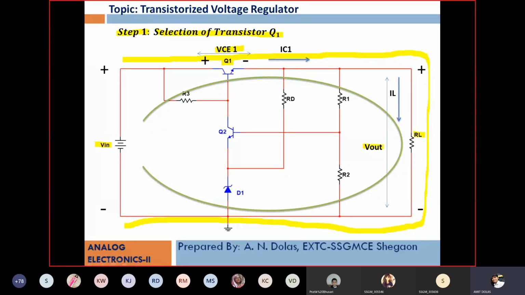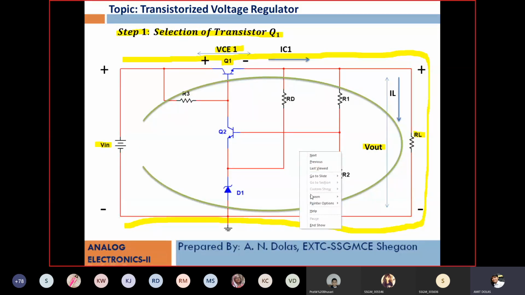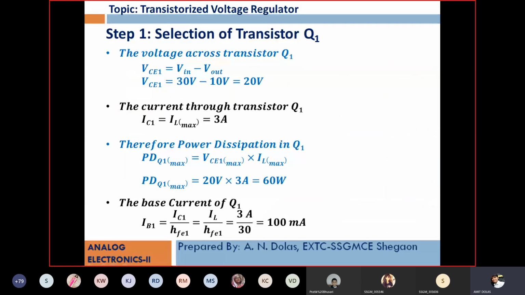Vout is known to us. How much? Vout is 10 volt. We have to design it for 10 volt, and we have to find the maximum VCE, so that we can decide the power rating of the transistor. So, the selection steps of the series pass transistor Q1: the voltage across transistor Q1, VCE, will be the maximum input voltage, 30 volt, minus the output voltage, which is stable as it is a voltage regulator, 10 volt. Therefore your VCE drop maximum will be 20 volt.